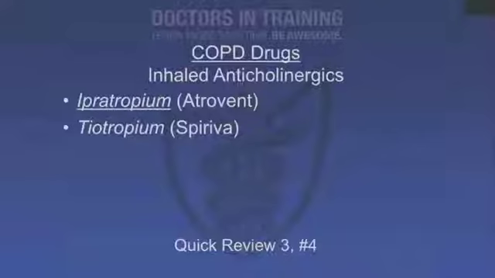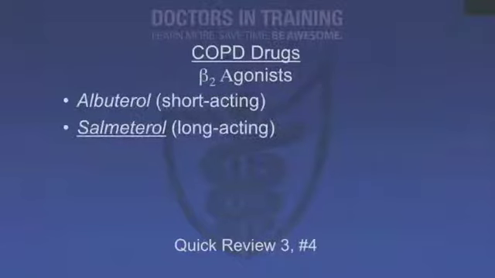Number 4, table of drugs used to treat COPD. So again, you have your inhaled anticholinergics, ipratropium, which is Atrovent, and tiotropium, which is Spiriva. Your beta-2 agonist, your short-acting rescue agent is albuterol, your long-acting is salmeterol. So we talked about your beta-2 agonist earlier. Let's talk about your inhaled anticholinergics. Again, actually we did mention this earlier as well.